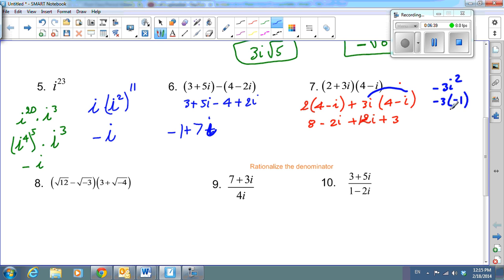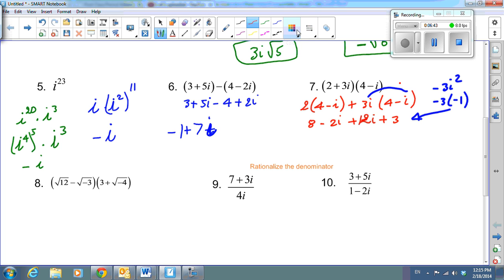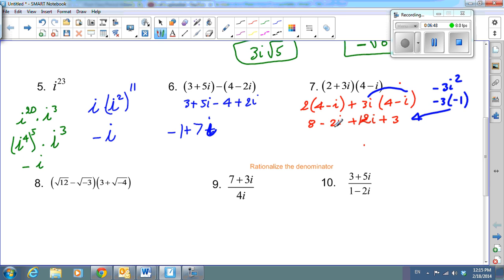That's how I got this positive 3 here. So from here, I will go ahead and continue by grouping like terms. If you group like terms here, you get 2i and 12i will combine to give you a total of 10i's. And 8 and 3 will combine to give you a total of 11. So I have 11 plus 10i. All right, let's keep going.